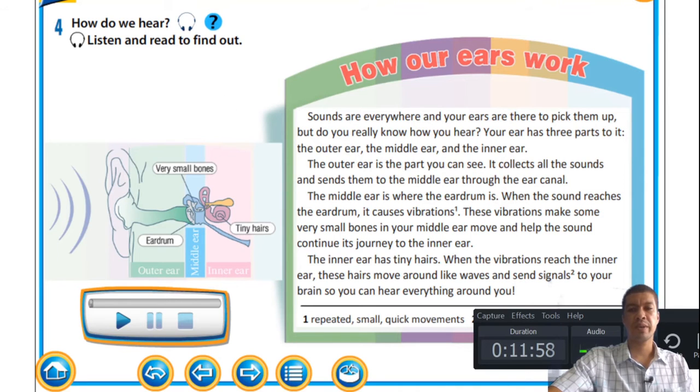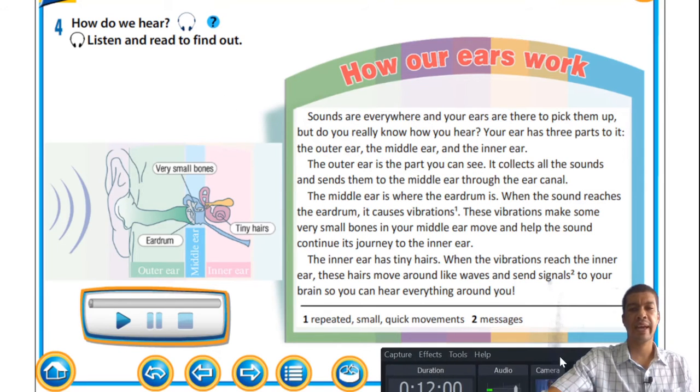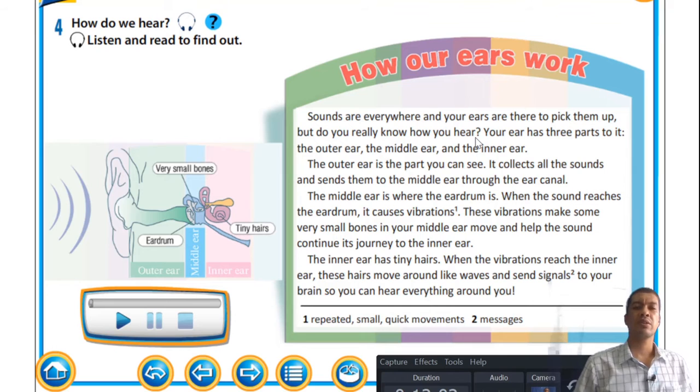Alright, so how do we hear? Now we get on to the actual lesson. So how does our ear work? What we can see is the outer ear. Alright, so this is the sound traveling and going inside the ear. Okay, this is the canal, or the tunnel as I call it.